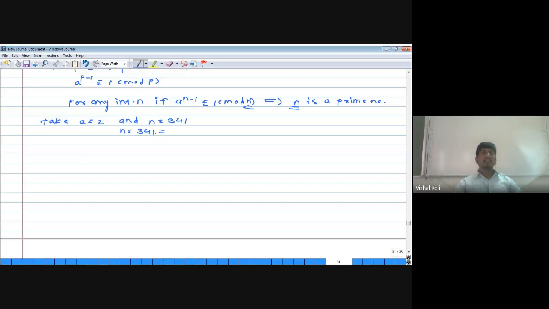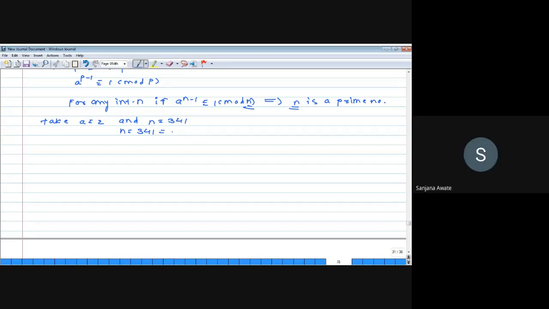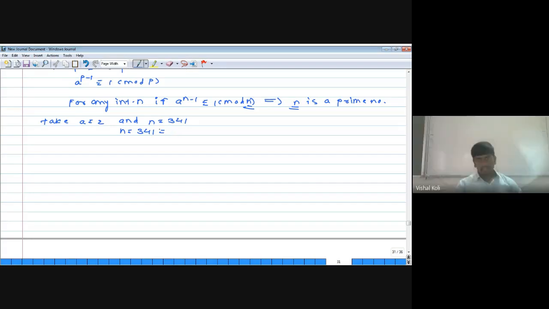Check whether 11 divides 341 or not. It is not prime. If it is not prime, then it must be a composite number, so it must have some positive prime divisors. That is 11: 11 into 31 is equal to 341. 11 into 1 is 11, and 11 into 3 is 33, plus 4 gives 341. So 11 into 31 is nothing but 341. Therefore, 341 must be a composite number.